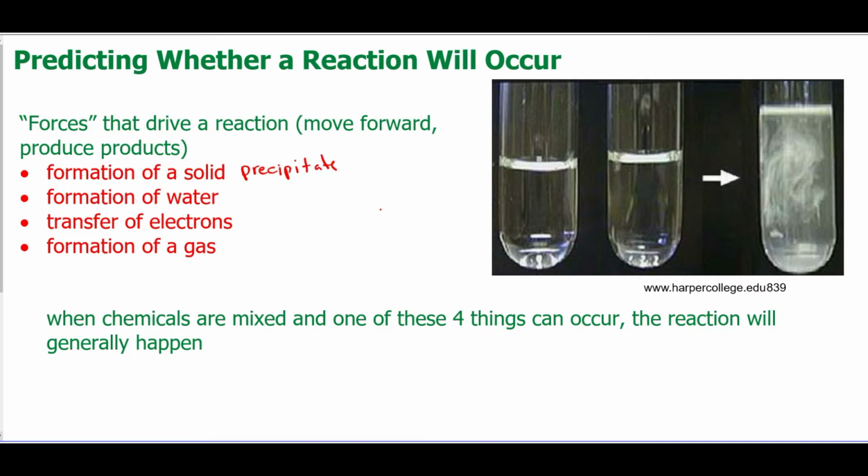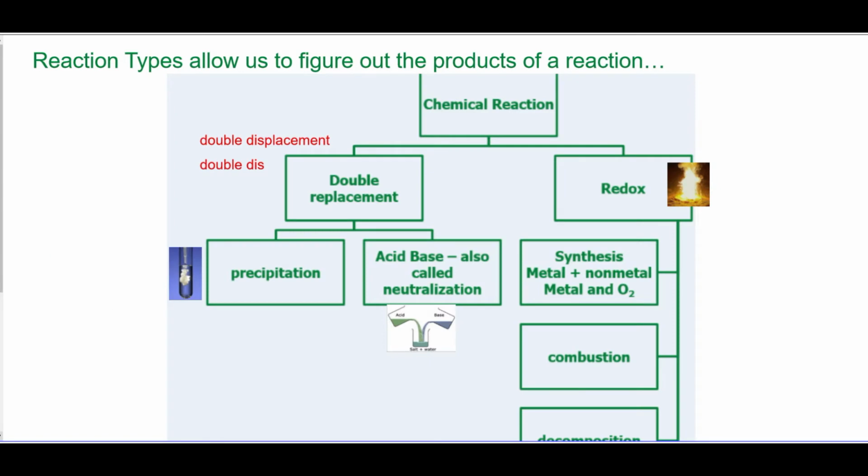And those four forces are formation of a solid, as we know, a precipitate, formation of water, the transfer of electrons, or the formation of a gas. So if you mix two chemicals together and one of those things happens, we say that the reaction happened or went forward. We can look at the different types of reactions, and that is going to let us figure out what the products are going to be.